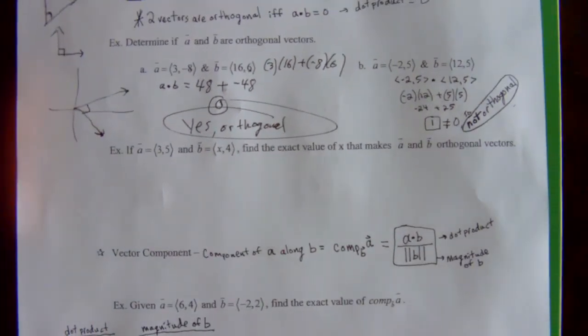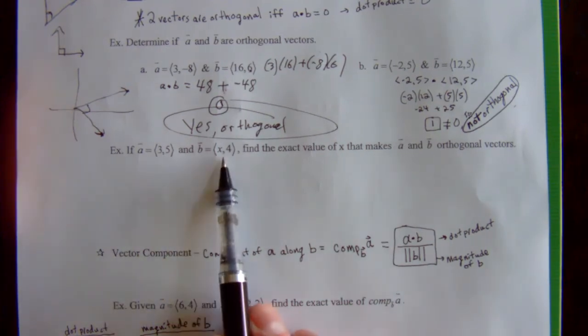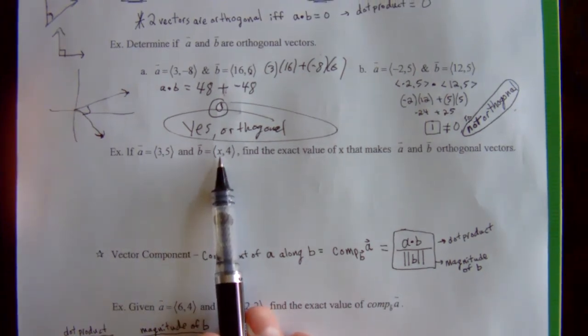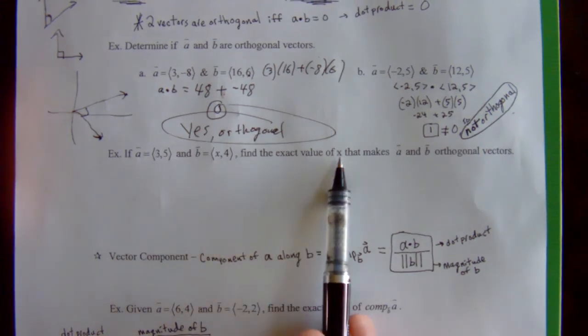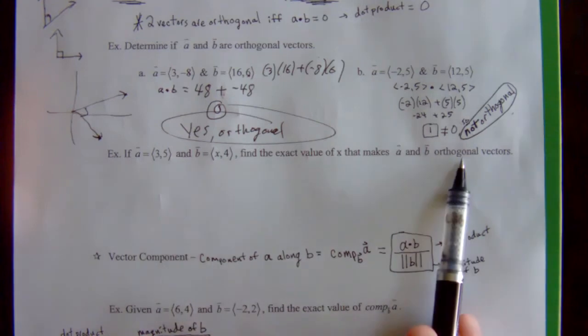Now, if we know that property, what we're going to give you here, make you think a little bit there. We're going to give you 2 vectors, but we're not really going to give you the full 2 vectors. I want to find this x value right here. It says find the exact value of x that makes these 2 vectors orthogonal.